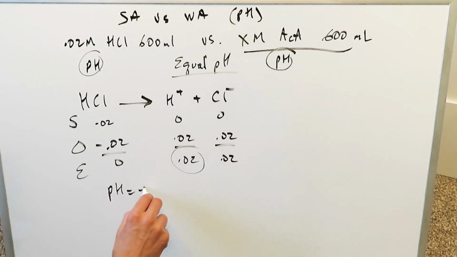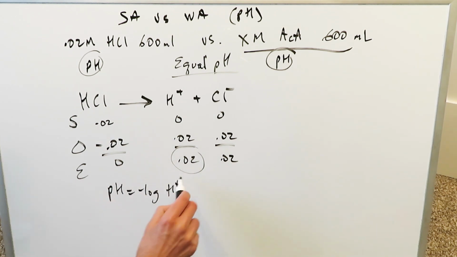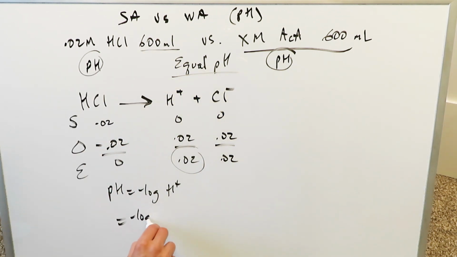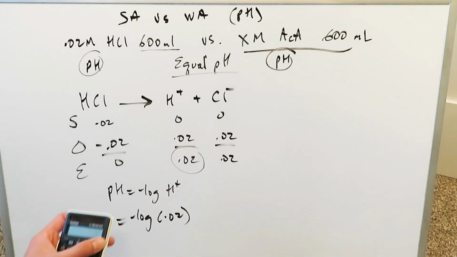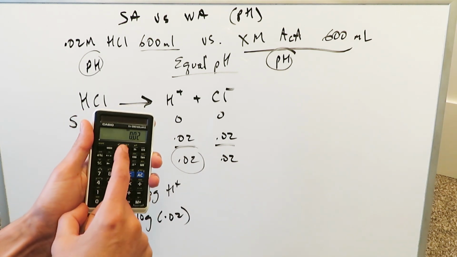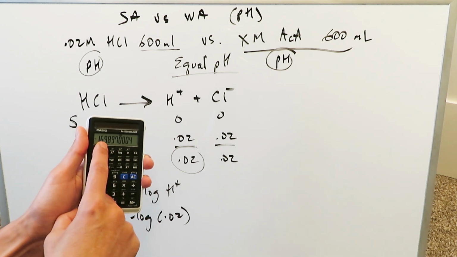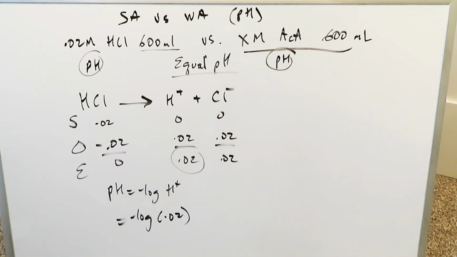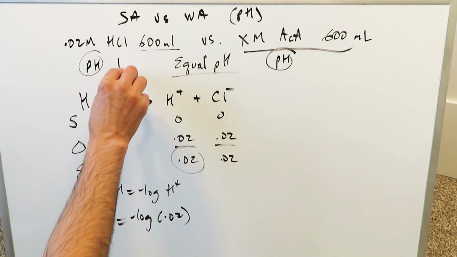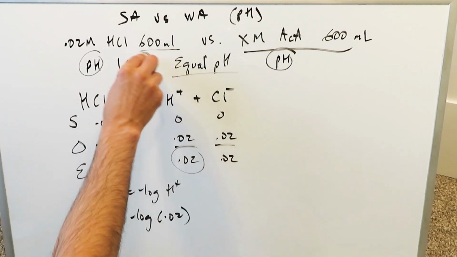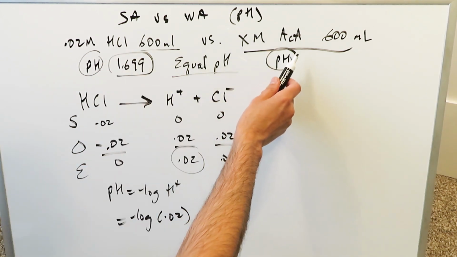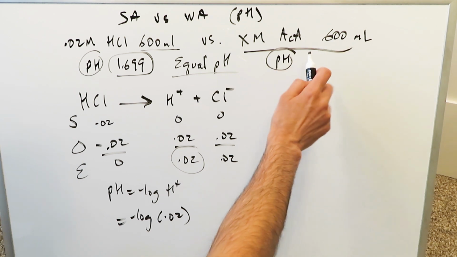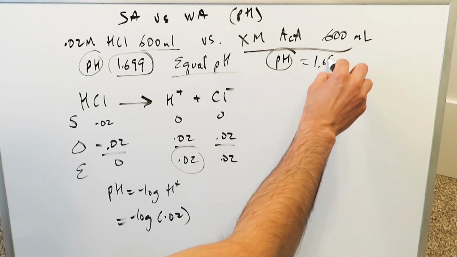pH is equal to negative log H plus. You can see here the volume was irrelevant for this calculation, but you can do it: minus log 0.02, and you can take that through. It's not difficult. You'll do 0.02 log and minus 1.699. I'll round it up. This has a pH of 1.699. What must be the molarity of acetic acid, 600 ml of it, so it would also have a pH of 1.699.